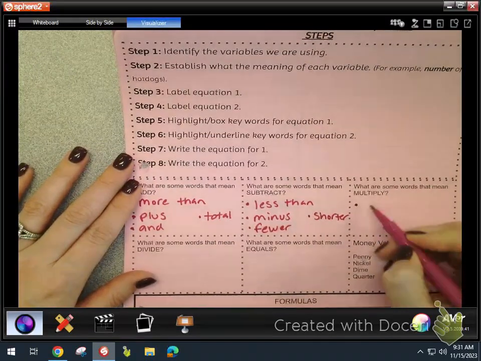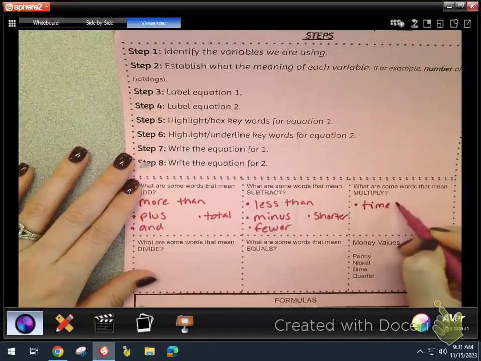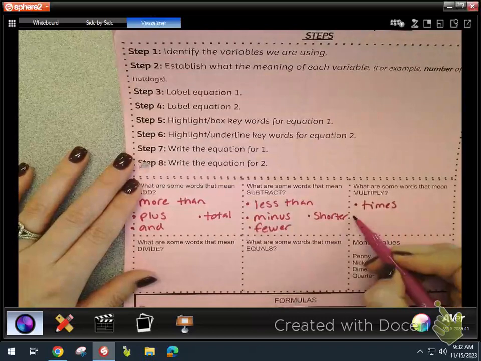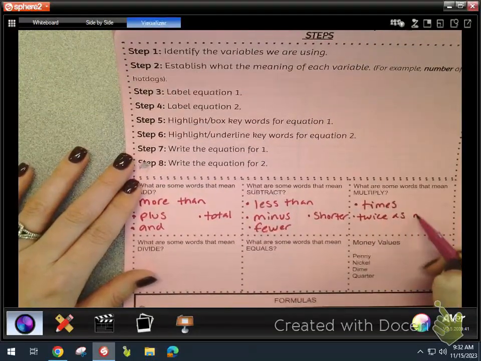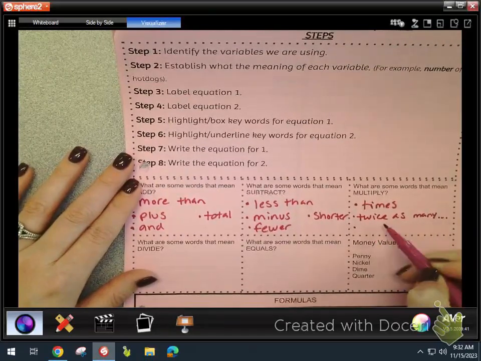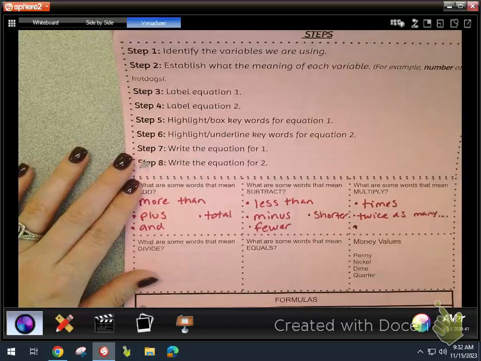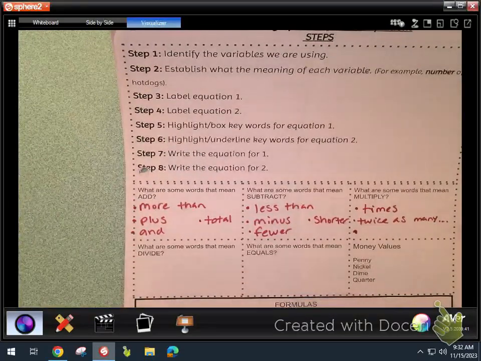Multiply, really the big key word here, meaning I'm going to have to multiply, as if it says times. Or it could say twice as many. I'm going to put just twice with that because it also could say 3 times as many, 4 times. We're not going to write all those, okay? But that means we're going to be doing a multiplication. I don't think you're going to see a whole lot of division, but we'll go ahead and put that on there.